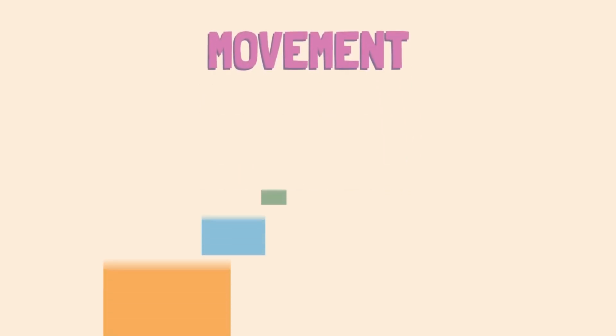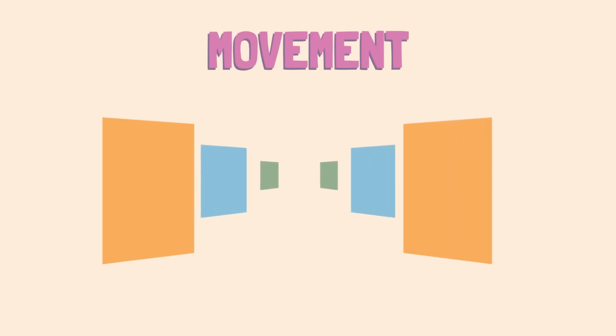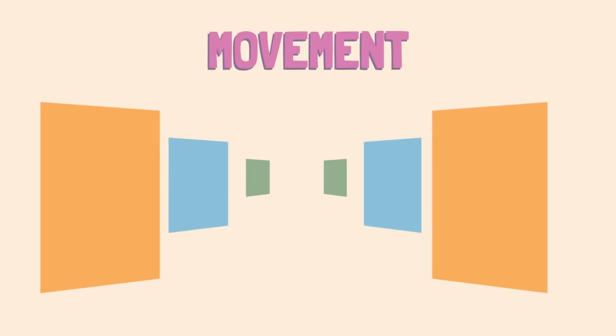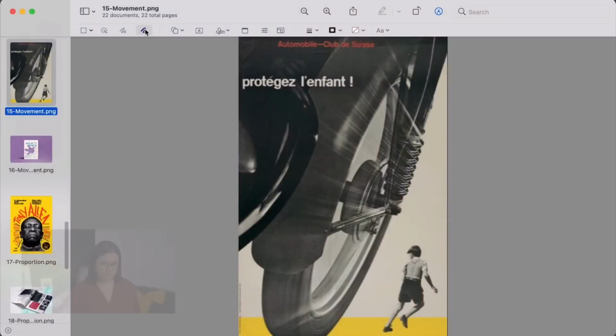Movement refers to the path our eyes take through a design composition. If we have a dynamic composition, our eyes will move from different elements to different elements. And if we're smart enough, we will use that to lead our viewers to a very specific element or to the most important element in a composition.